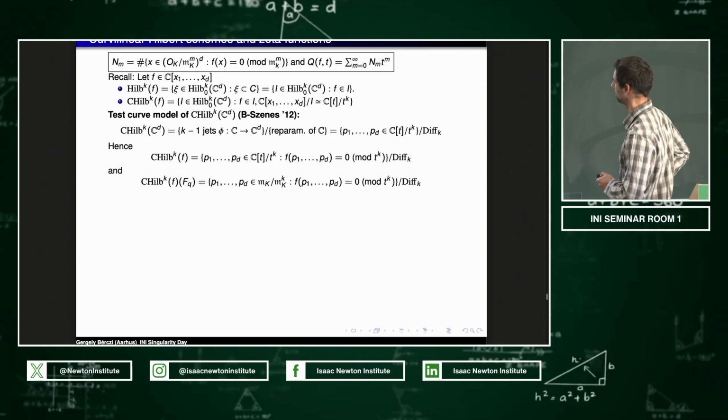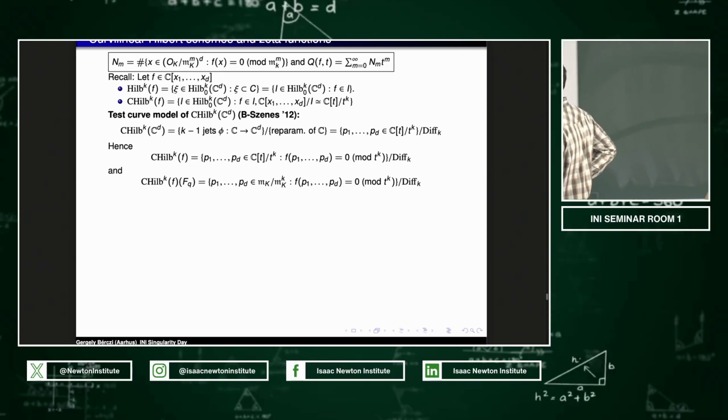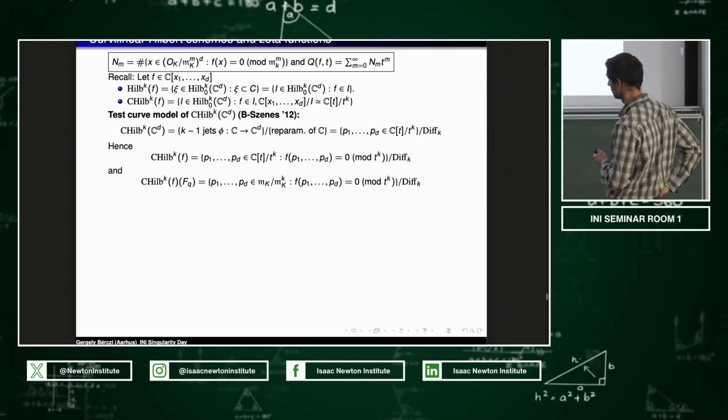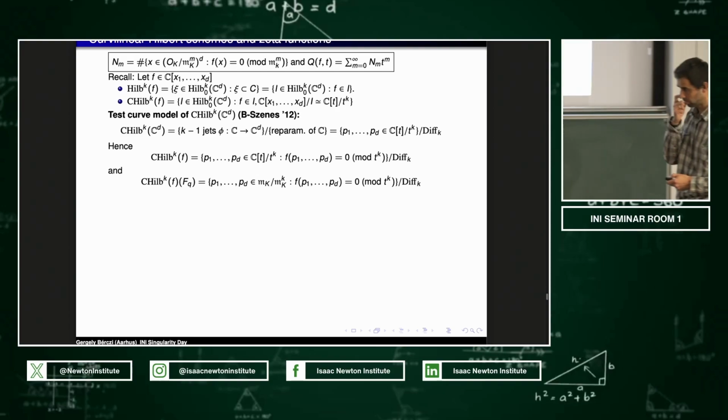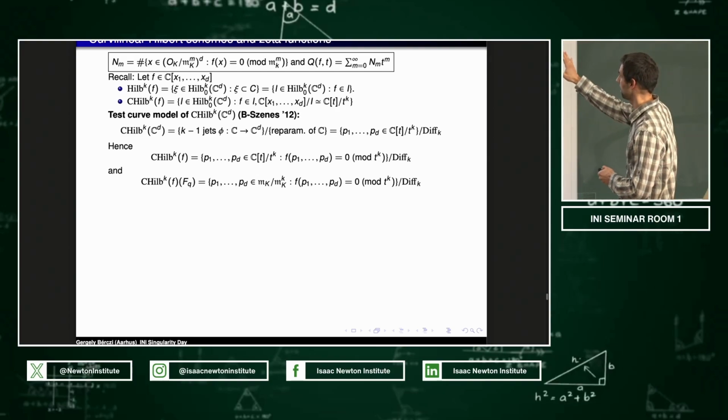So what I want to say is that it's not just M^k over M^k to the k, but we take the regular part. So the linear part of these polynomials is non-zero. Let's go back to what these are.